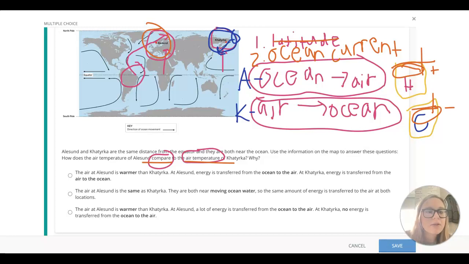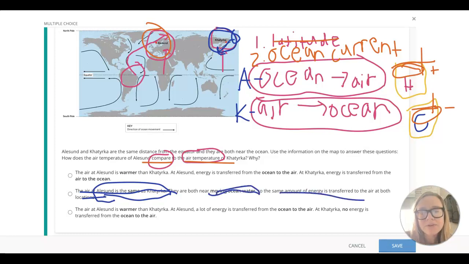So let's go ahead and take a look at option number 2. The air at Aslan is the same as Katra. Is that what we're saying, that they're the same? We are not. So we can automatically cross this one off because we know that they are not the same. It says they're both near ocean water. That is true. However, we know that there's a different amount. It says the same amount of energy is transferred to the air at both locations, and we know that it's a different amount because we know that their distances from the equator are different. So we can go ahead and cross this option off automatically.